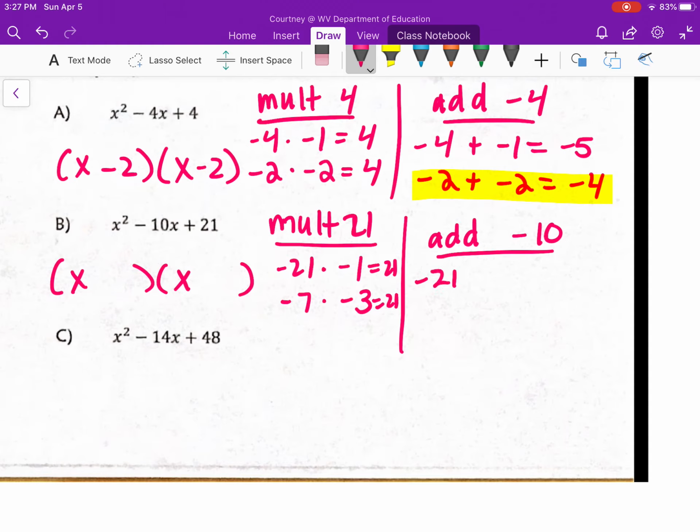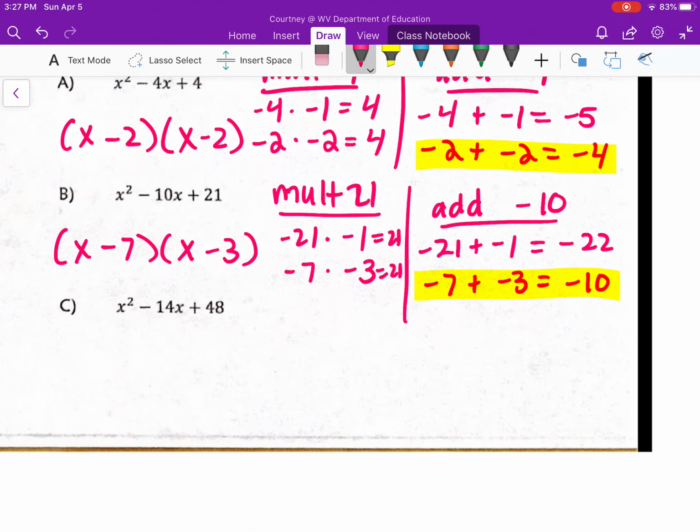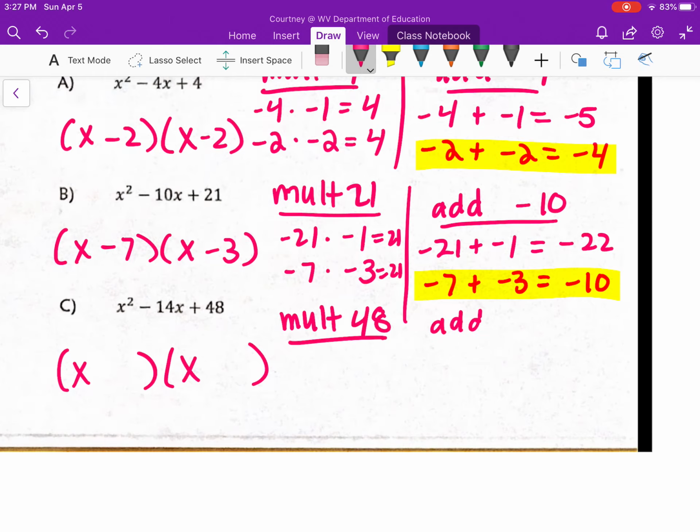Okay, so let's see. Negative 21 plus negative 1 is negative 22. That's not negative 10. But negative 7 plus negative 3 is negative 10. So our winners this time are negative 7 and negative 3. We have one more problem. Go ahead and make your parentheses. X and x. Multiply to 48. Add to negative 14. All right, this is our last one.